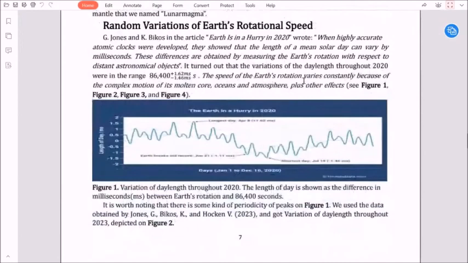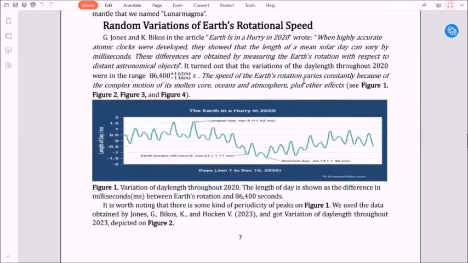Random variations of Earth's rotational speed. Jones and Bikos, in the article Earth is in a Hurry in 2020, wrote that when highly accurate atomic clocks were developed, they showed that the length of a mean solar day can vary by milliseconds. These differences are obtained by measuring the Earth's rotation with respect to distant astronomical objects. It turned out that the variations of the day length throughout 2020 were in the range of 1.62 milliseconds to minus 1.46 milliseconds. The speed of the Earth's rotation varies constantly because of the complex motion of its molten core, oceans and atmosphere, plus other effects.